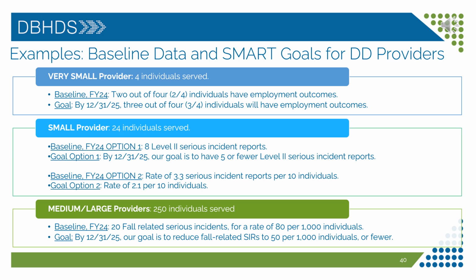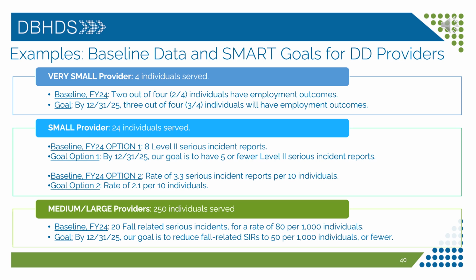Let's look at some examples of baseline data and SMART goals for providers of developmental disability services. Let's start with thinking about a very small provider that serves 4 individuals. Their baseline may be 2 out of 4 individuals have employment outcomes. And a possible goal could be, by the end of the year, 3 out of 4 individuals will have employment outcomes.